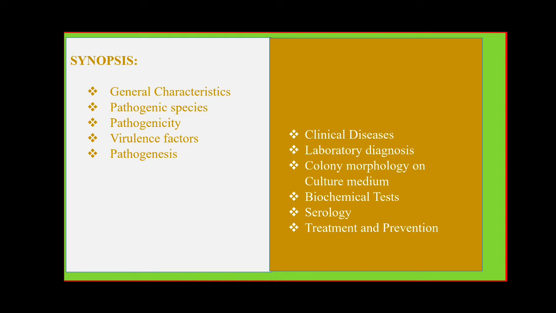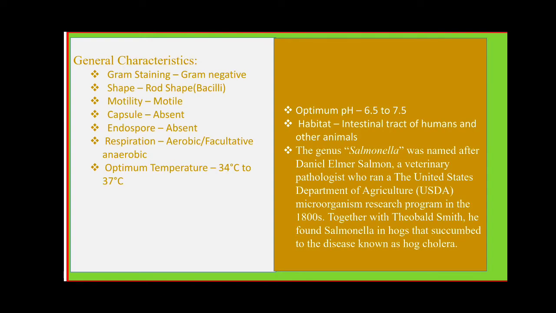serology, treatment and prevention. General characteristics: Gram staining, Gram negative bacteria; shape, rod shape, bacilli; motility, it's a motile bacteria; capsule is absent; endospores are absent; respiration aerobic or facultative anaerobic; optimum temperature 34 degrees Celsius to 37 degrees Celsius; optimum pH 6.5 to 7.5; habitat, intestinal tract of humans and other animals.